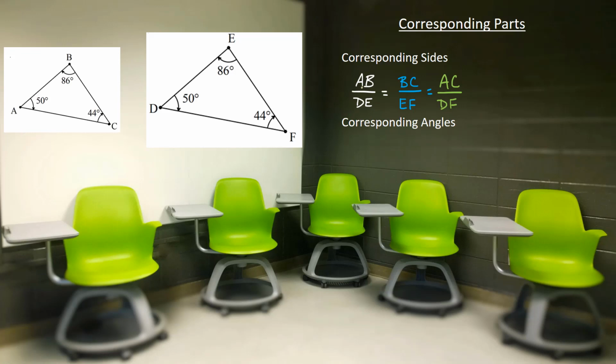What that means is, so side AB, which is this side here, is in the same position as DE and they're going to be proportional. So they're going to follow a scale factor because they're corresponding sides. So now let's talk about corresponding angles.